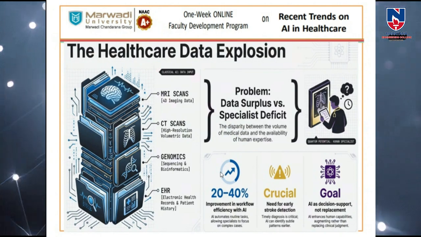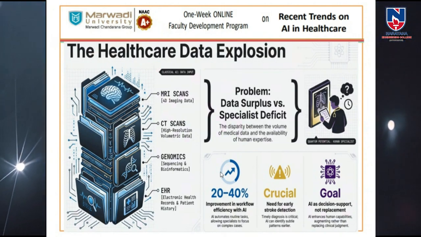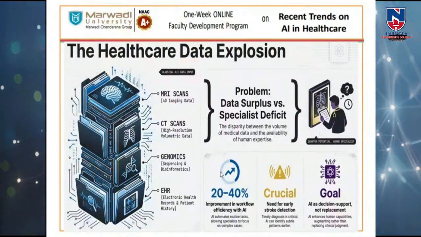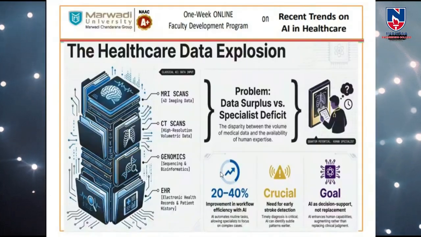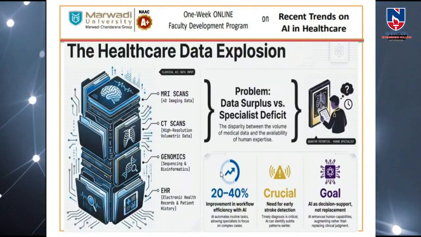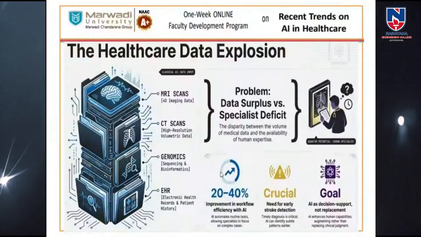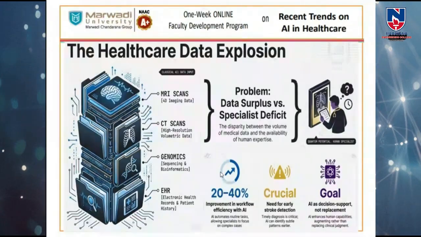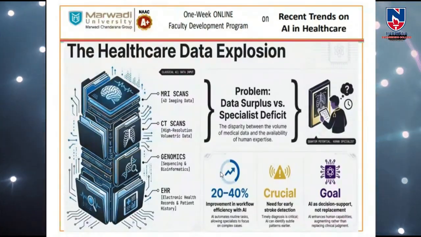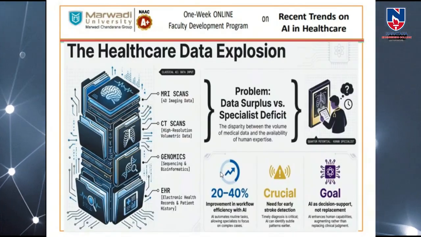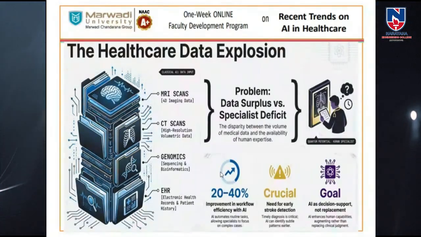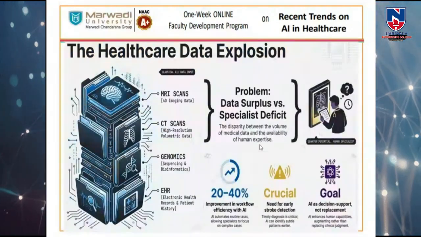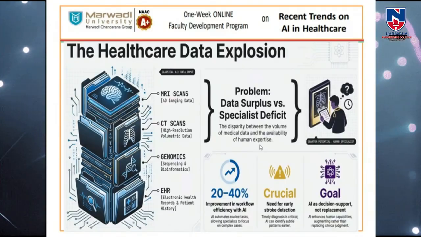That means the core problem is clear. There is a huge surplus of data, and there is a shortage of radiologists available to interpret this data. That means the growth in medical data far exceeds the availability of trained clinicians who can interpret it efficiently and consistently. That is one of the challenges you are facing. This creates a work bottleneck, delays, and increased cognitive burden to the healthcare professionals.